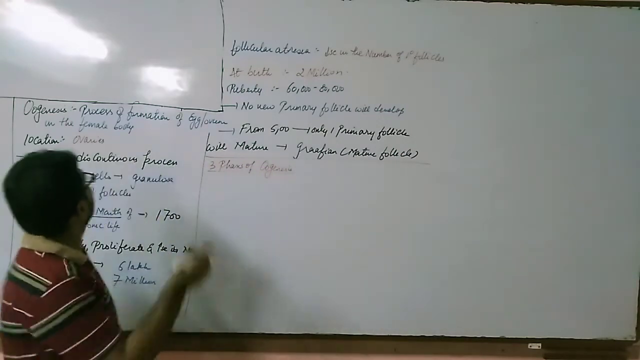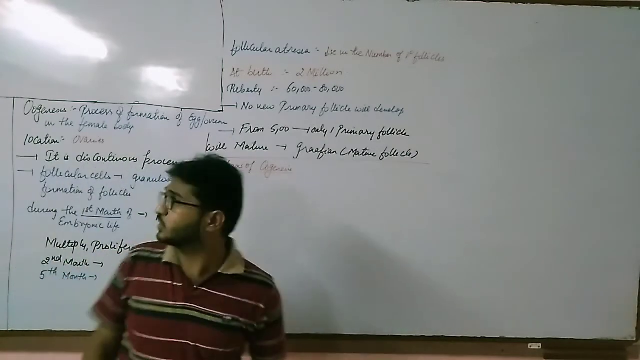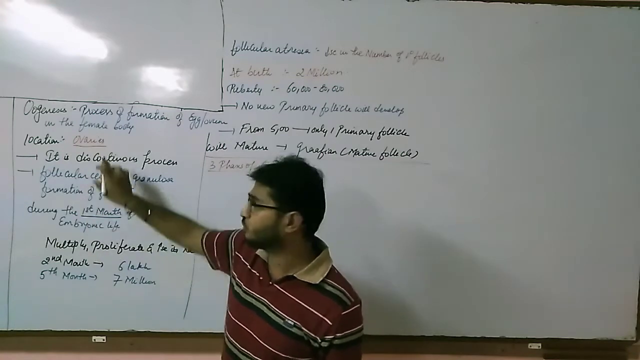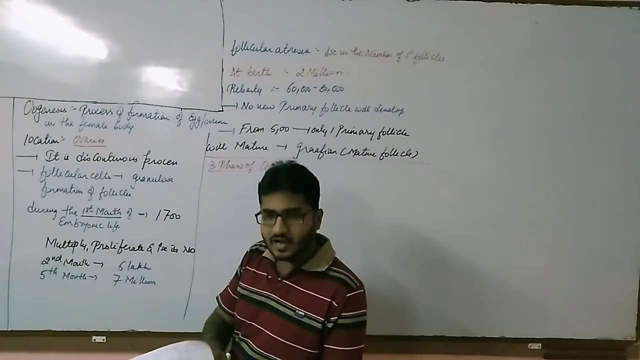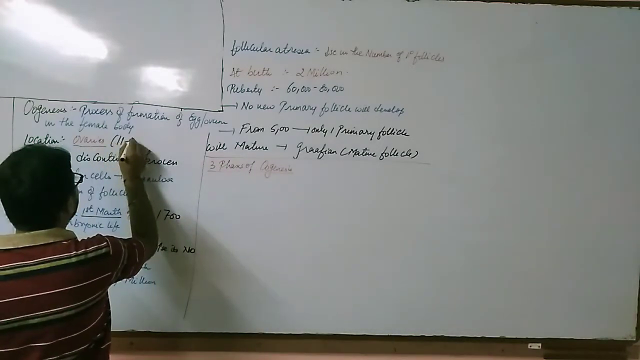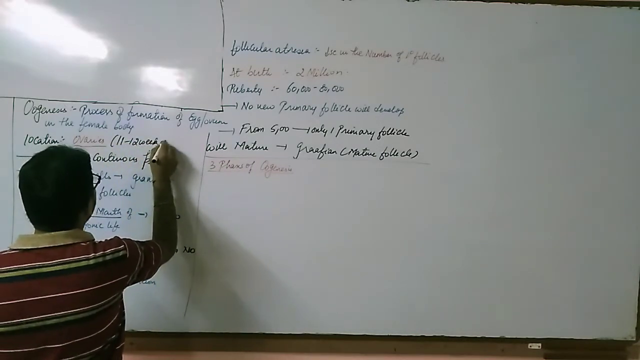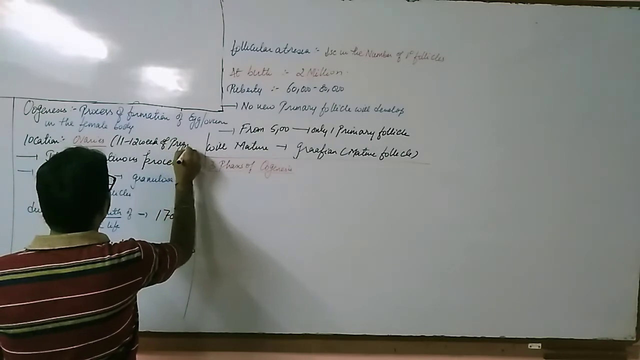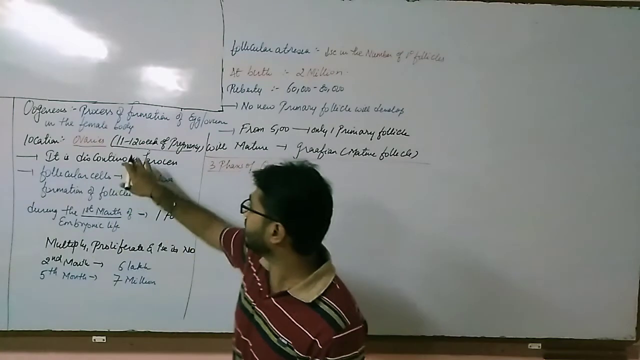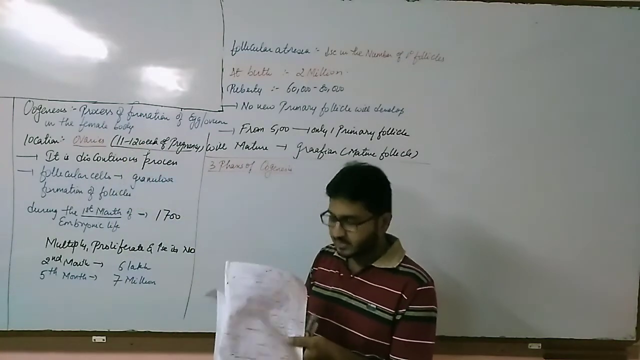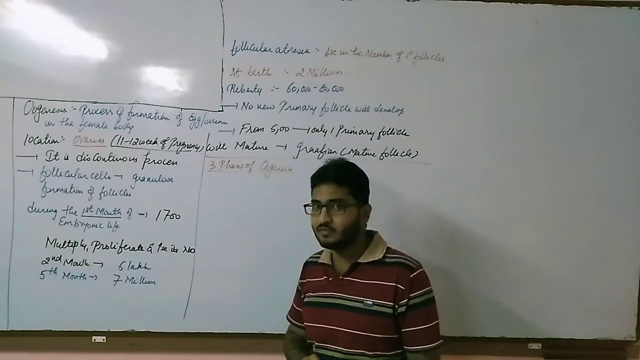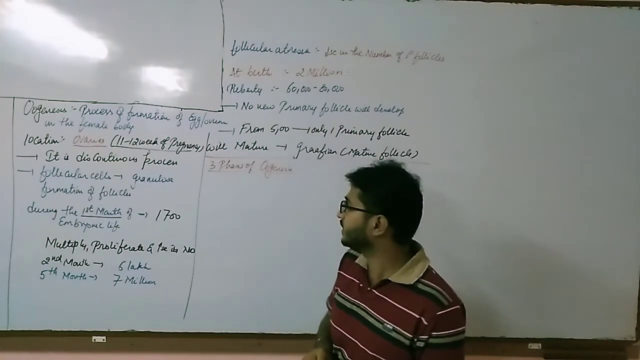Oogenesis. Before this, oogenesis is a process of formation of the egg or ovum in the female body, basically in the ovaries. And the development of ovaries starts between the 11th to 12th week of the pregnancy period. The development of ovaries begins, but it is completed by the 11th to 12th week of pregnancy.